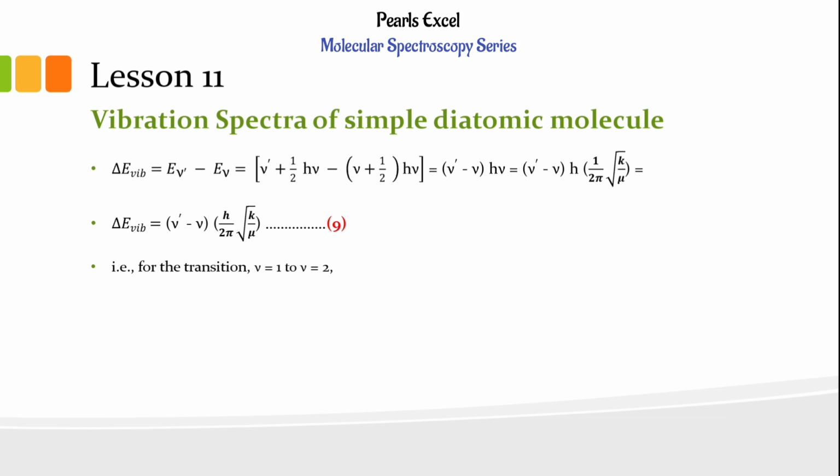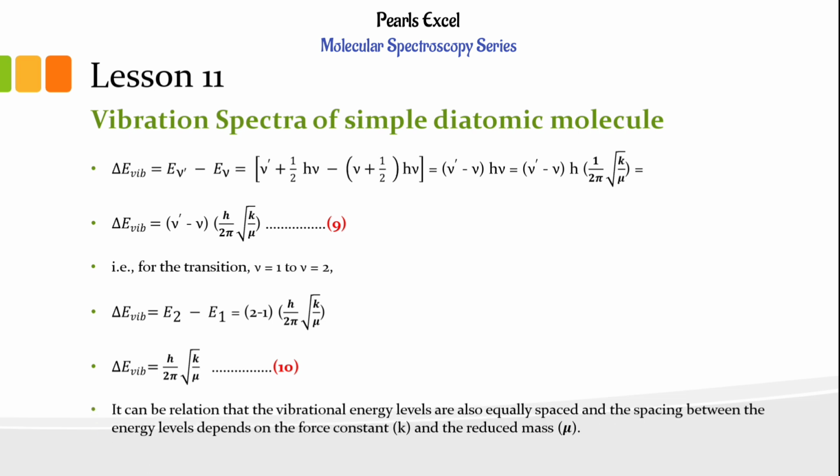Now consider the transition from nu is equal to 1 to nu is equal to 2. We get delta E vibrational is equal to E2 minus E1 is equal to (2 minus 1) h upon 2 pi square root of k upon mu. After solving this, we will get delta E vibrational is equal to h upon 2 pi square root of k upon mu. Assign this as equation number 10. So equation 10 shows that the vibrational energy levels are equally spaced and the spacing between the energy levels depends on the force constant k and the reduced mass mu.